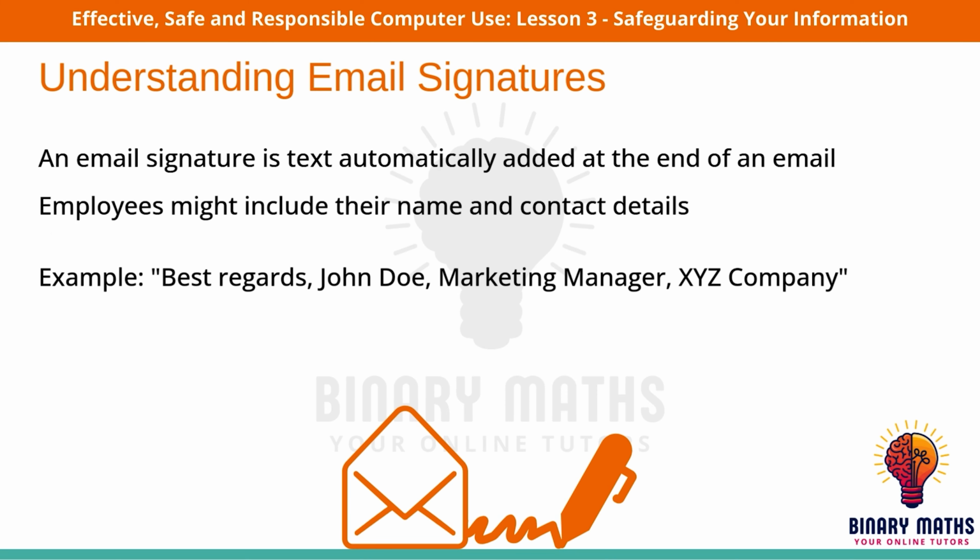An email signature is text that automatically appears at the bottom of your emails. It can include your name and contact details. A professional signature might look like this: Best regards, John Doe, Marketing Manager, and the name of the company. This makes your emails look more professional and provides your contact information. For example, you might include your phone number and email address in your signature.